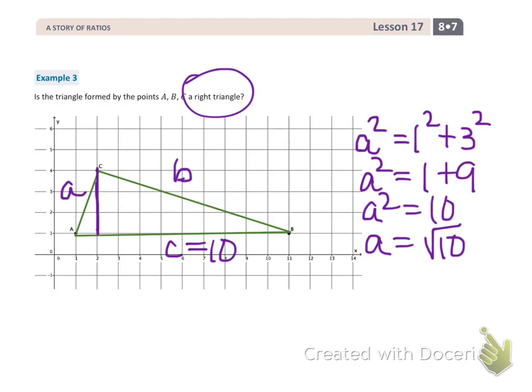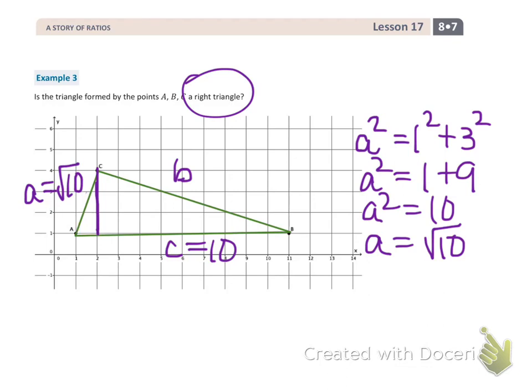Okay, so we've got this side over here. We'll rewrite it, it's A, which is the square root of 10. And we've got C equal to 10. So now we just need to solve for B. And we can use exactly what we've drawn here. The legs for B would be 3, and then this distance here, 11 minus 2, or 9.